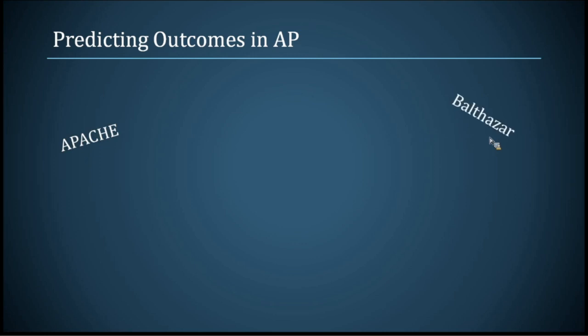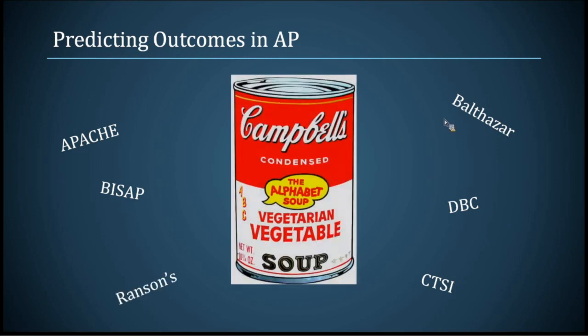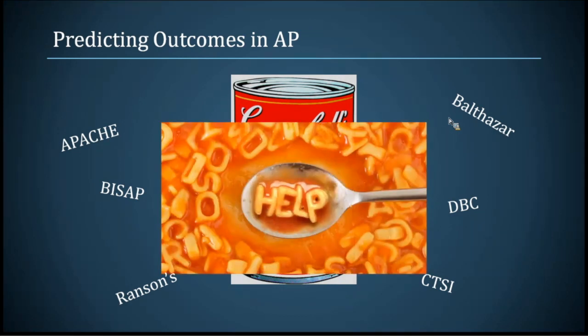And so there's a countless number of scoring systems: APACHE, Balthazar, CTSI, BISAP, Ranson's. It's really a veritable alphabet soup, which none of these things make any sense to me, and you're just left screaming for help. And in the end, I don't find many of these scoring systems to be that useful in a clinical scenario. They have some role when you're doing clinical trials.